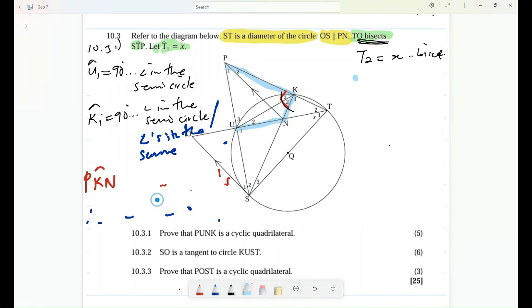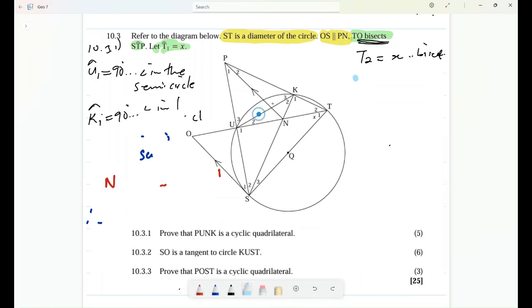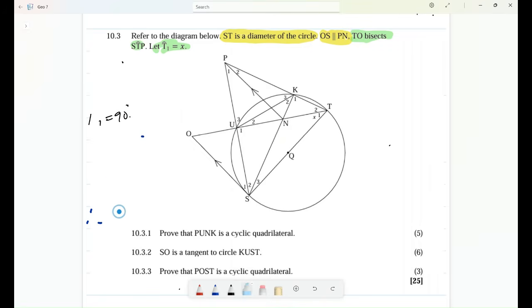So we have proven that we have a cyclic quad there. I can remove this so that you can have more space to prove other things. Now let's just fill out what we know. This is 90. This is 90. This is 90. That's all that we know. And we know that what we have here is a cyclic quad. All right.